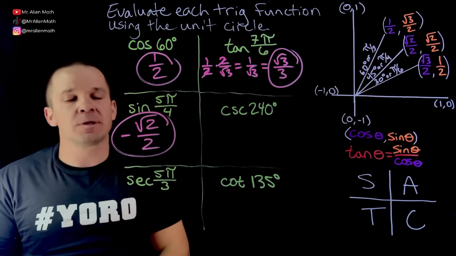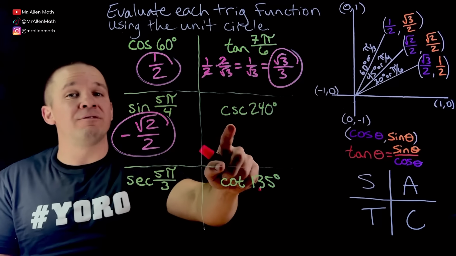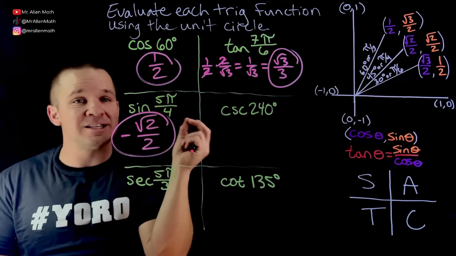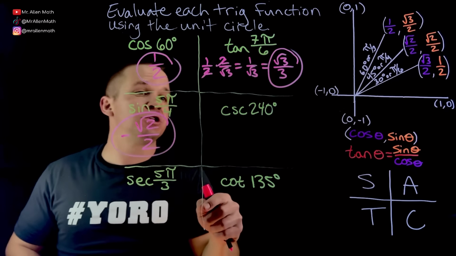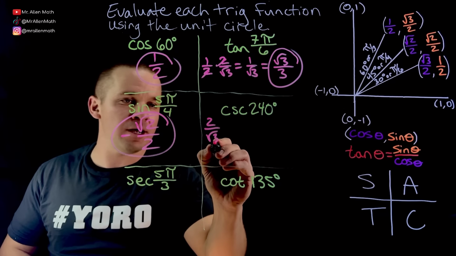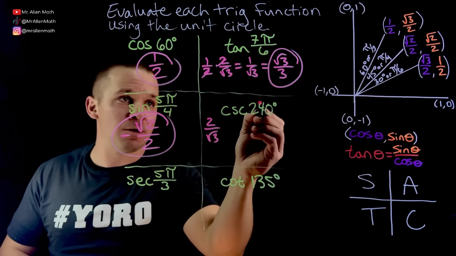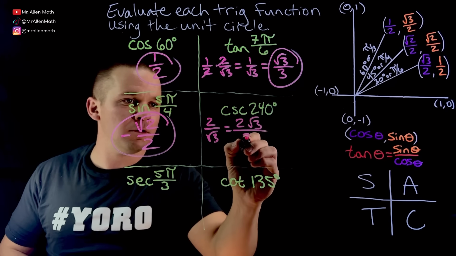So 240, reference is 60. Now, cosecant is the reciprocal of sine. Okay, so we're looking at sine here, my y-coordinate. Well, my y-coordinate would be root 3 over 2. Flip that, we're going to get 2 over root 3. Now I got to rationalize it. So I'm multiplying by root 3 over root 3, so you're going to get 2 root 3 over 3.